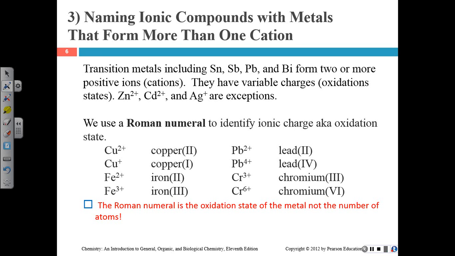I can't say that enough. This number here, this 6, doesn't mean I have 6 chromium atoms. It means that it has an oxidation state of 6. Everybody with me there?